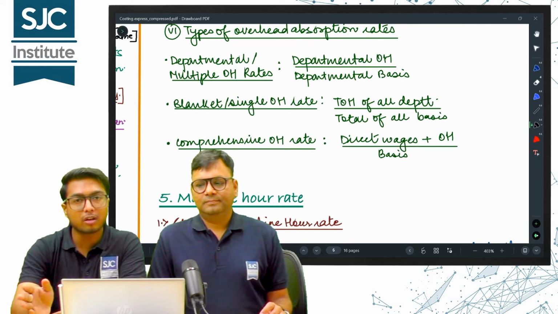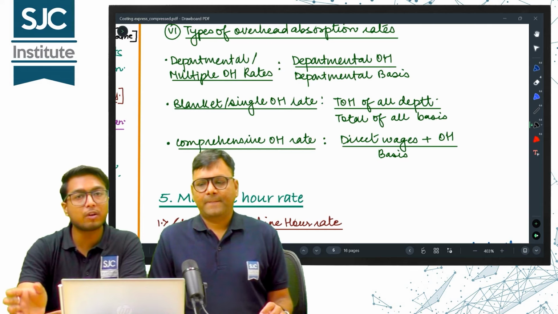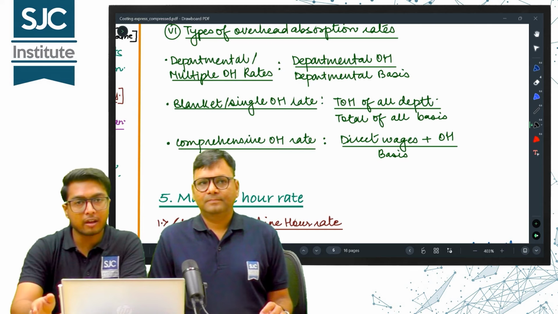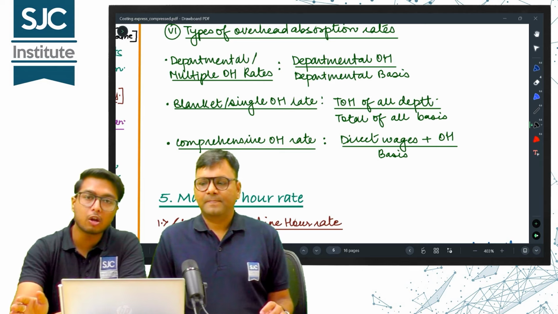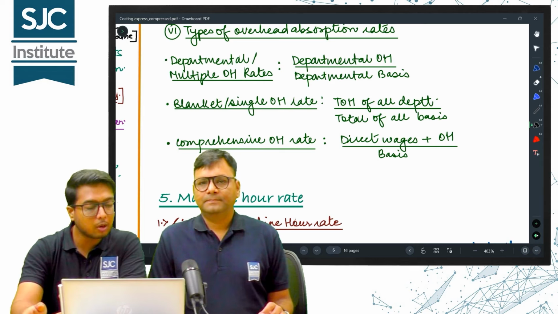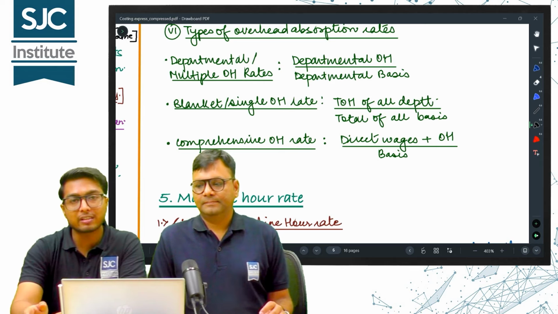Second, the blanket or single overhead rate. It is computed for the entire factory. Here the formula is total overhead of all departments divided by total of all bases. The third one is comprehensive overhead rate. The formula here is direct wages plus overhead divided by basis.